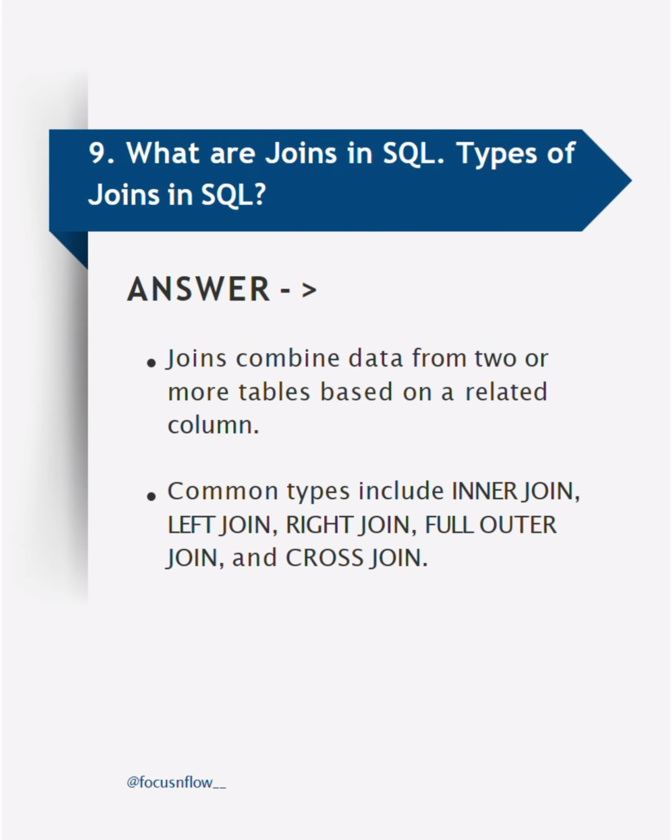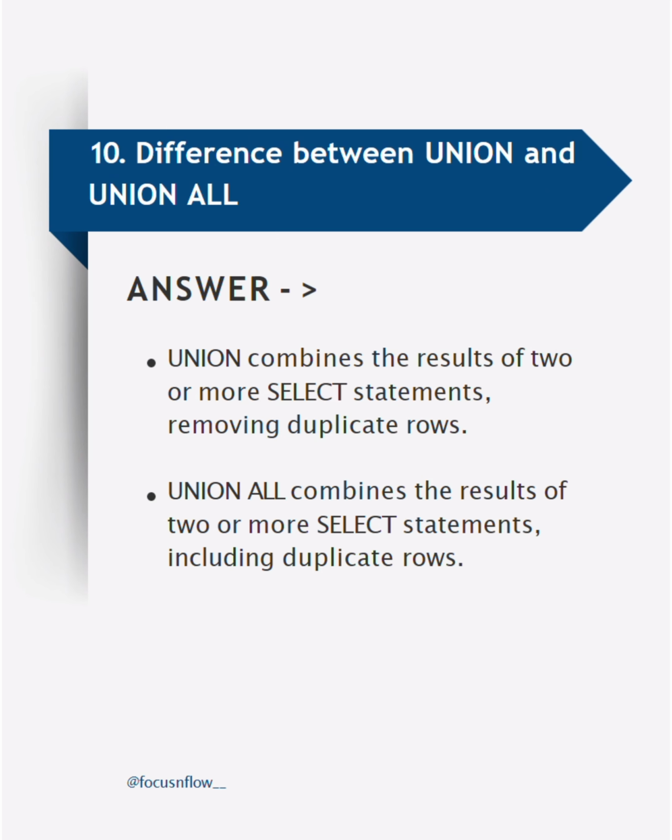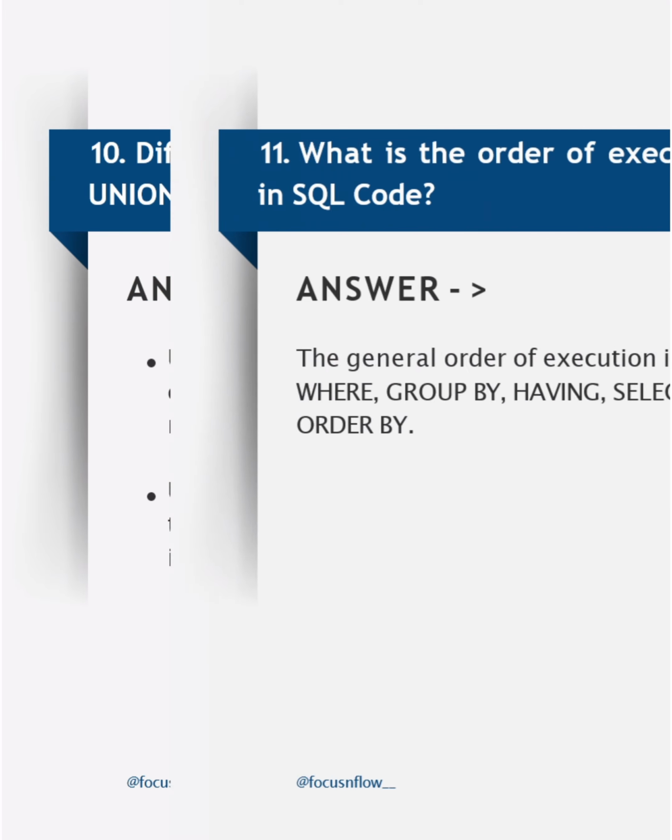Question 9. What are joins in SQL? And what are the types of joins? Joins combine data from multiple tables based on related columns. Common types of joins include inner join, left join, right join, full outer join, and cross join. Next, what is the difference between union and union all? Union combines the result of two or more select statements, removing duplicate rows, and union all combines the result of two or more select statements, including duplicate rows.